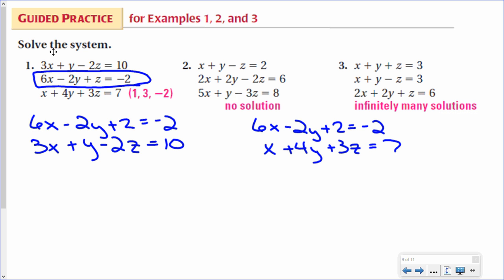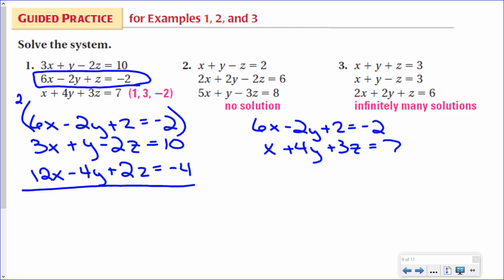And I kind of picked that one because I knew my z had a coefficient of 1 on the top one. So what I know I can do is put parentheses around this part, multiply this by 2, and then the z's will cancel out. So I'd have, all right, and if I draw a line, the z's do cancel out.